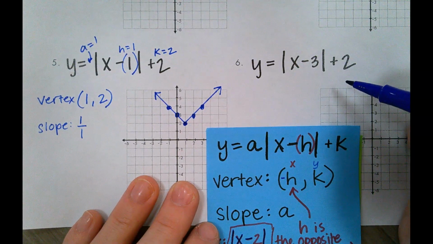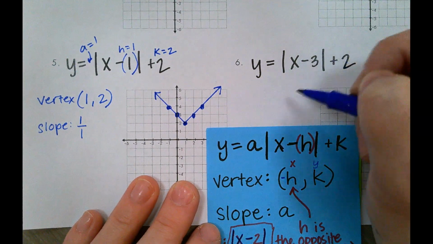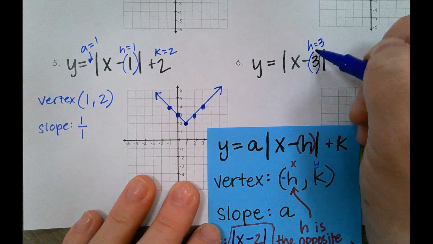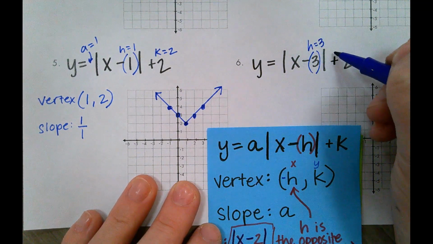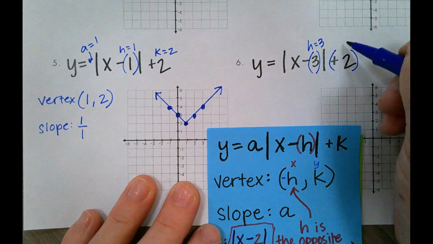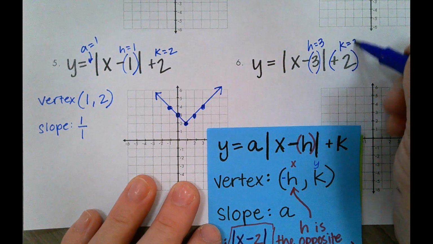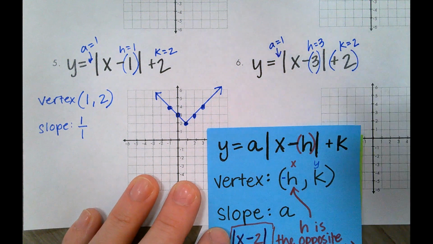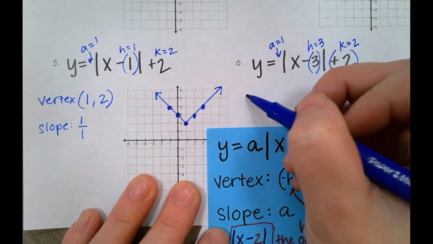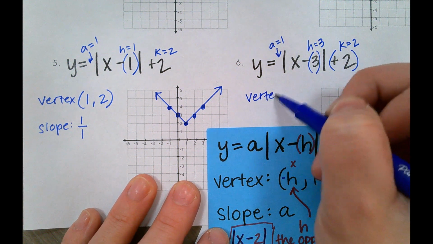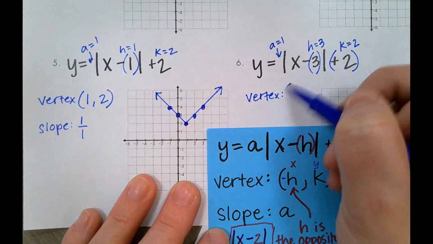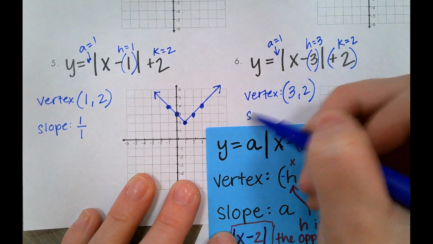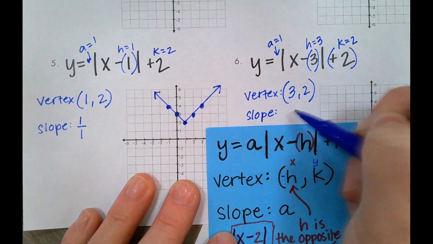H would be 3, and K is 2. H is 3, that's my X value. 2 is my Y value, or my K. Your slope is 1 over 1 again. There's no number for A. So my vertex will be what? 3, 2. And my slope is 1 over 1, like we said.